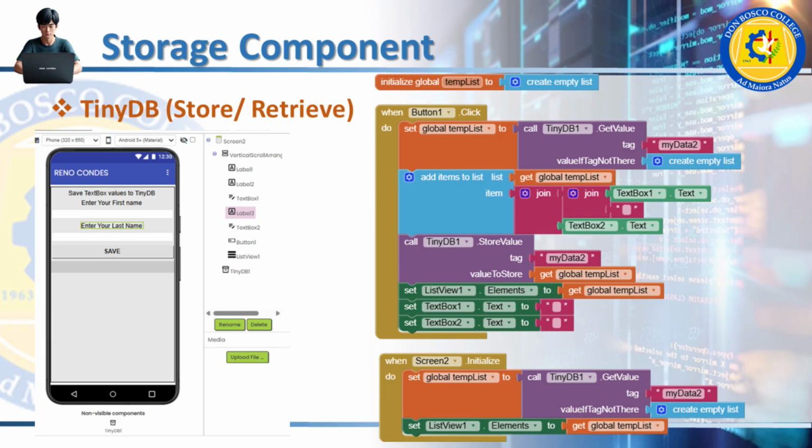Before we start creating blocks, it is important to know which components are on your screen. Screen 1 is the main screen where everything happens. Button Save is the button that the user clicks to save data. List View 1 is a list that displays saved items. TinyDB1 is the storage component used to save data persistently. Finally, there are global variables, such as temp_list, which temporarily hold data.